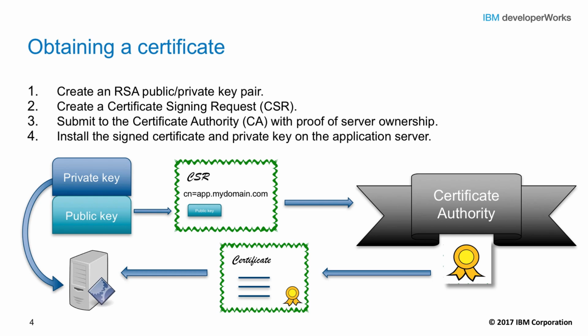You start by creating an RSA public-private key pair. Then you create a certificate signing request. You submit the certificate request to a certificate authority with proof of server ownership for the domain. And then you install the signed certificate and the private key on the application server that will be hosting the application.